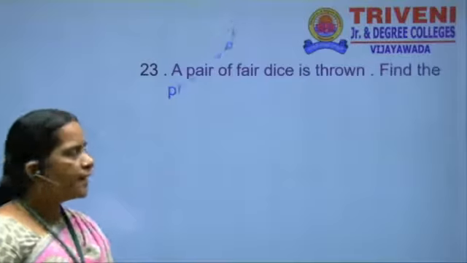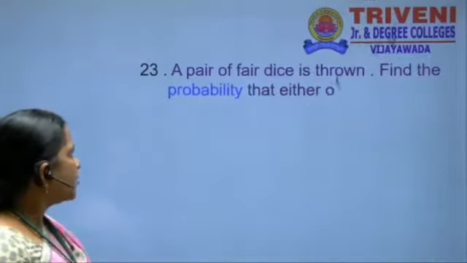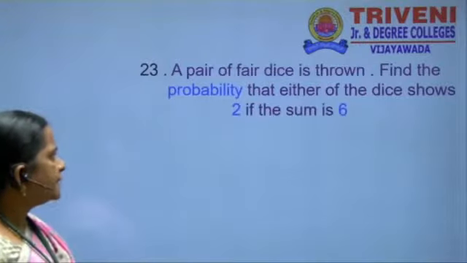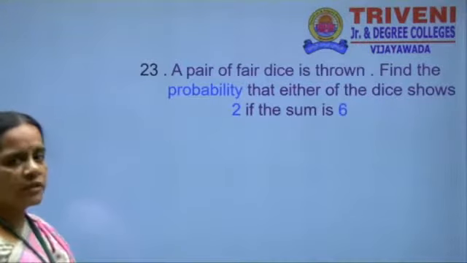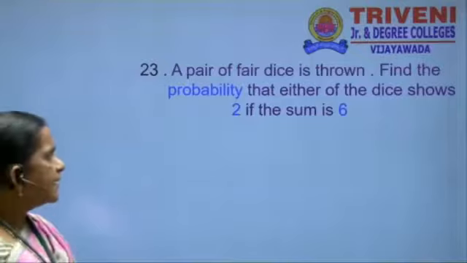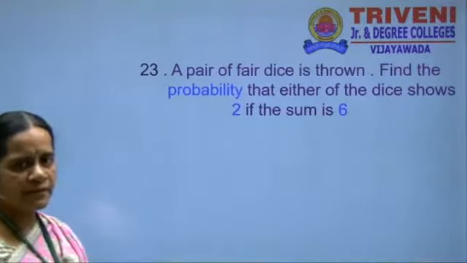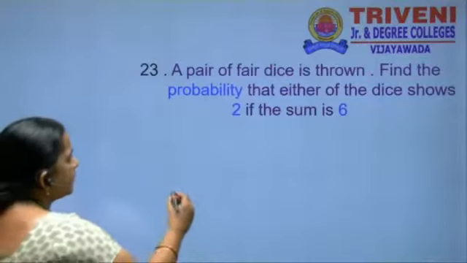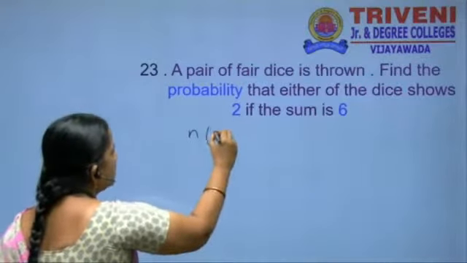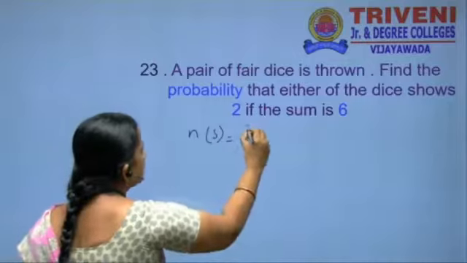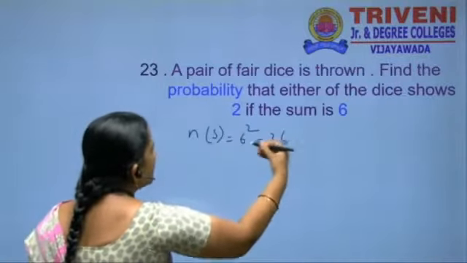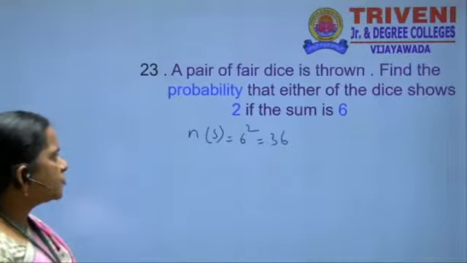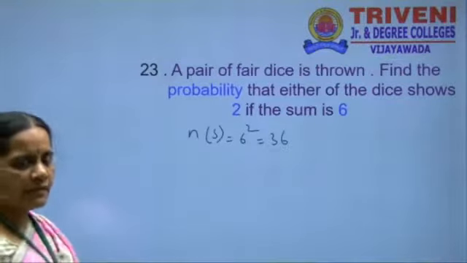A pair of fair dice is thrown. Find the probability that either of the dice shows 2 if the sum is 6. A die has how many faces? 6 faces. A pair of fair dice means here n of S is equal to 6 squared, that is equal to 36. Find the probability that either of the dice shows 2 if the sum is 6.